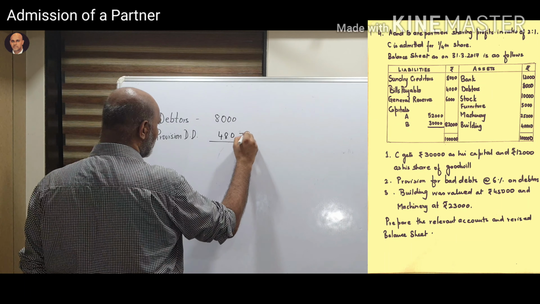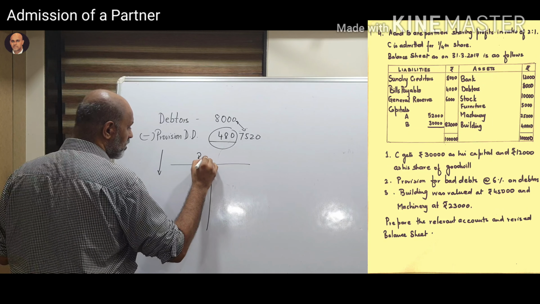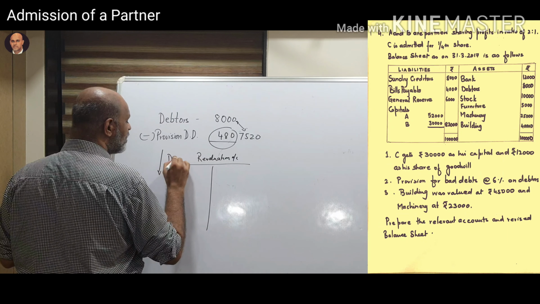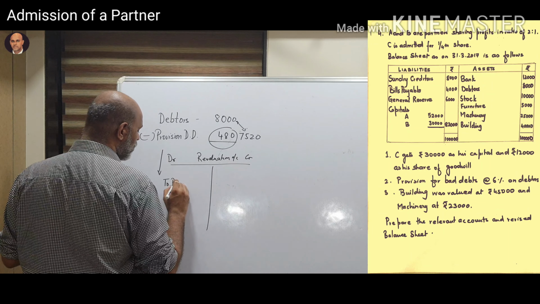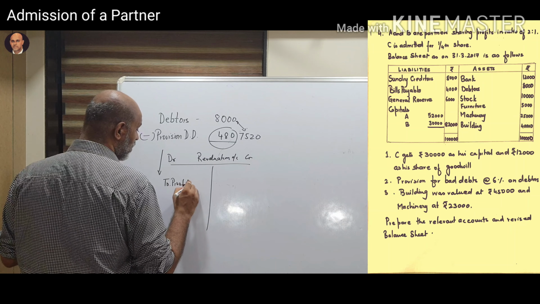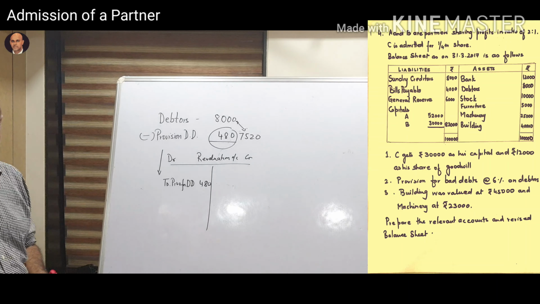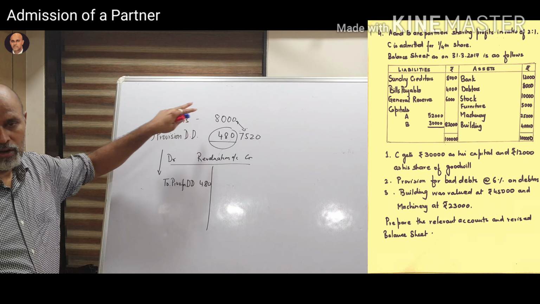Okay. Now this, there is a fall in the value. There is a fall. First it was 8,000. Now it's become 7520. So this will come in the revaluation account. It will come on the debit side. Okay. This will come in the revaluation account debit side. You will write it as to provision for doubtful debts 480.